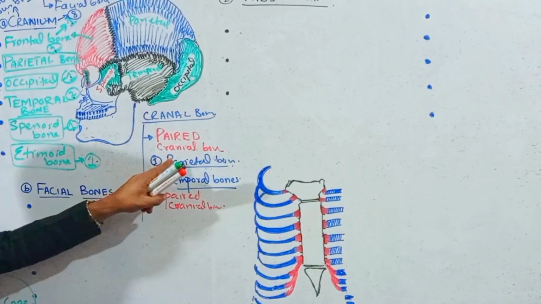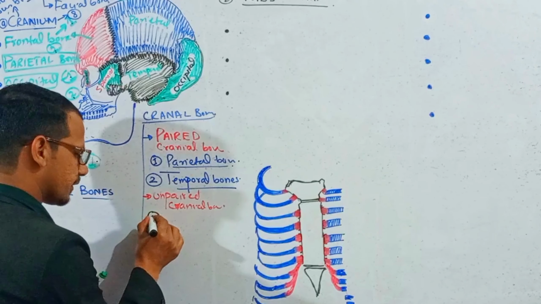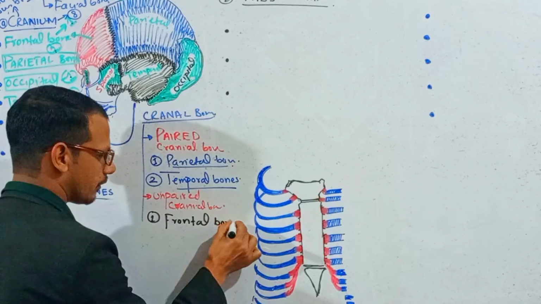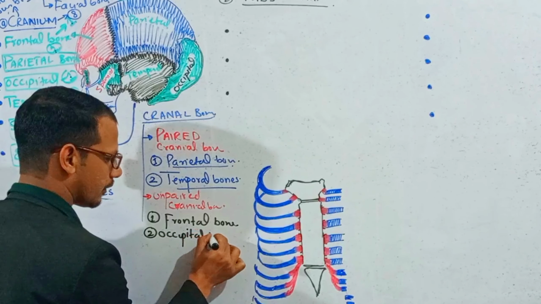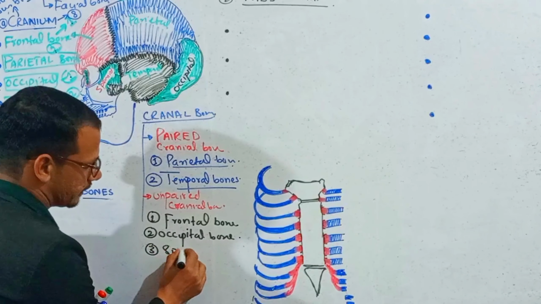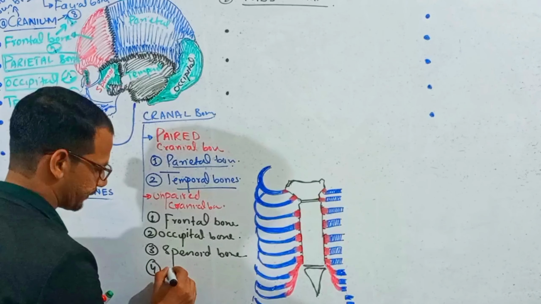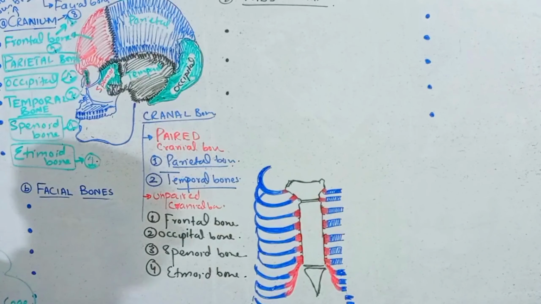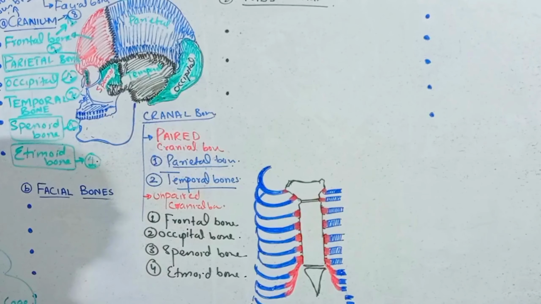These two are in paired form, and unpaired are, the first one is the frontal bone, second is occipital, the third one is sphenoid, fourth one is ethmoid bone. So these are the unpaired cranial bones, and these are the paired cranial bones.